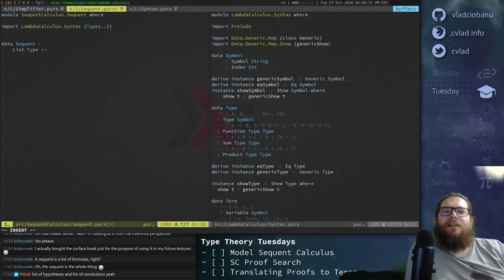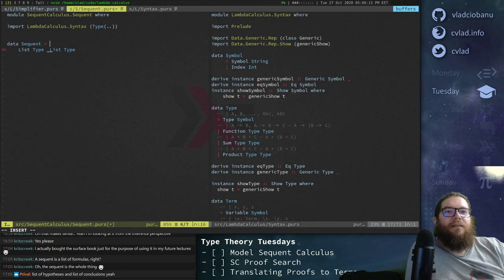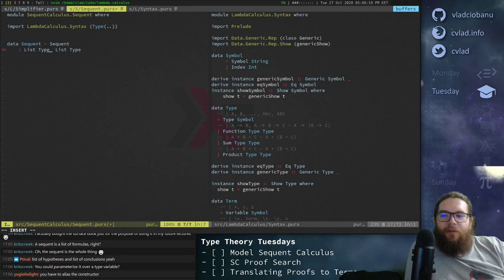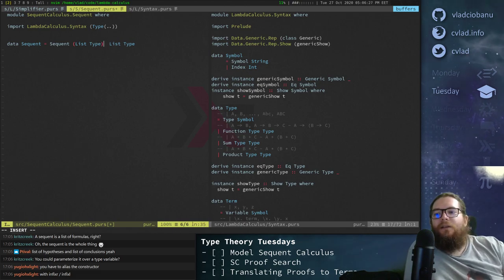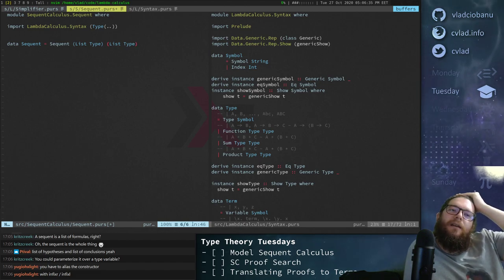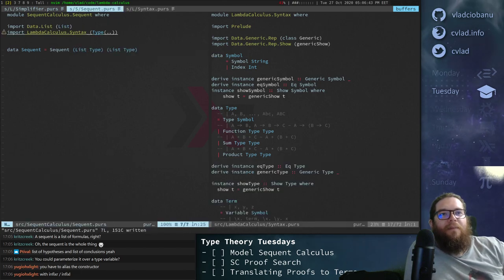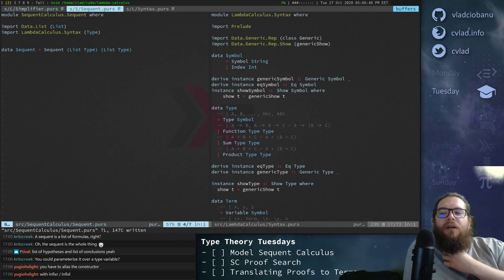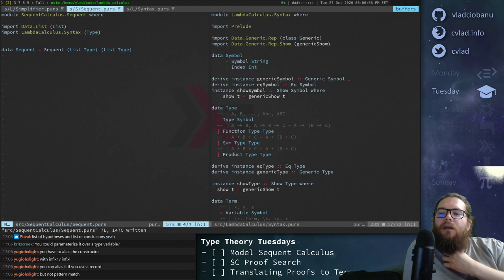Can we do this in PureScript? Can I have type operators? I guess you can't. You could parameterize it over a type variable. Oh, I could alias the constructor. So I should do this if I want to alias the constructor. Can I still alias it if I use a record? I don't think so, right? You can alias it if you use a record, but not pattern match.